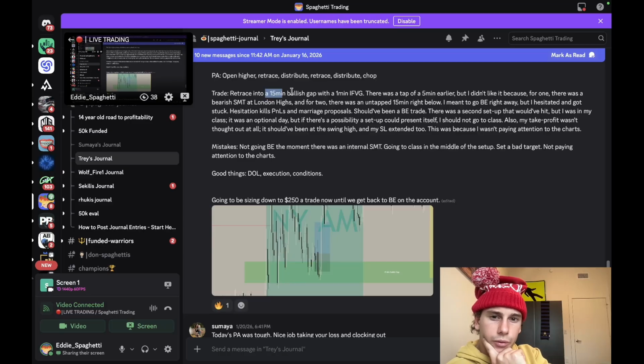All right, so retrace into a 15 minute bullish gap with a 1 minute inverse. Type of five earlier. Should have been a break even trade. There's a second setup that would have hit, but I was in my class with an option day. No, you should never not go to class. Just turn the computer off and not trade, bro. It's not that deep. Like, you don't have to be on the charts 24/7.